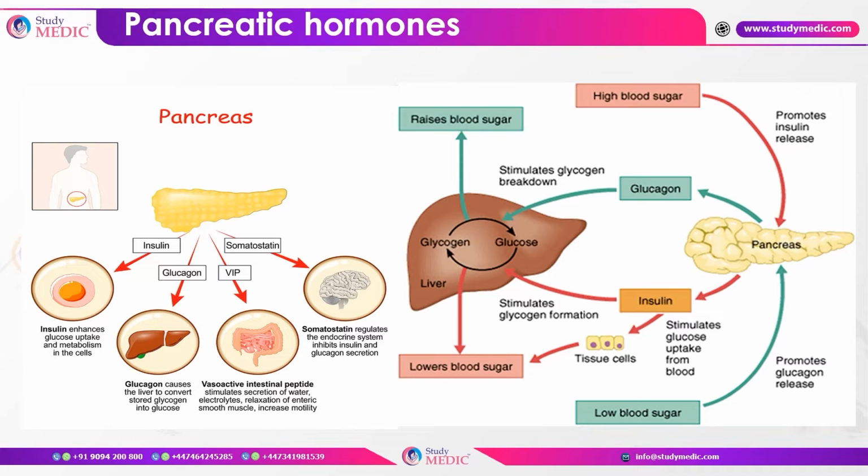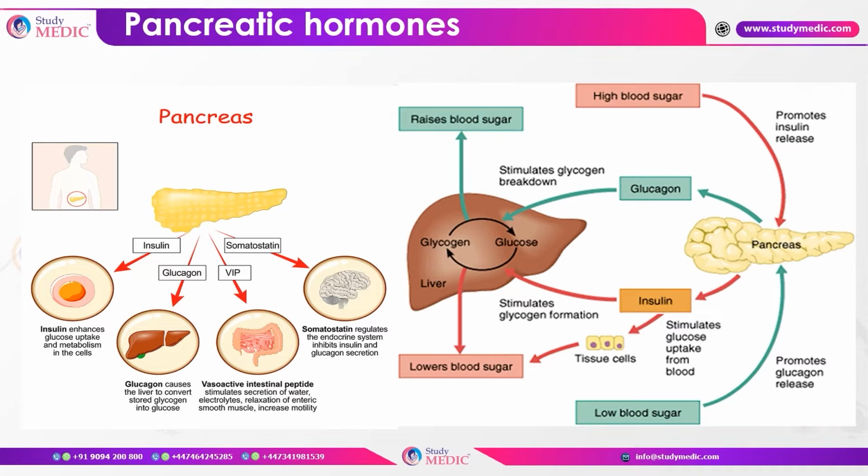How does it do that? It will promote the uptake of glucose in the peripheral tissues. If more glucose goes into the peripheral tissues, the level of glucose in the blood goes down. The other thing insulin does is stimulate glycogen formation, and this glycogen gets stored in the liver. So two mechanisms: increased uptake in the peripheral tissues and storage of glucose in the form of glycogen in the liver. And the stimulus for insulin is high glucose levels.